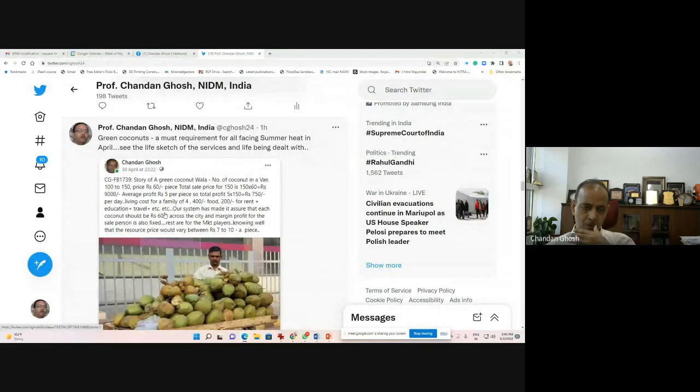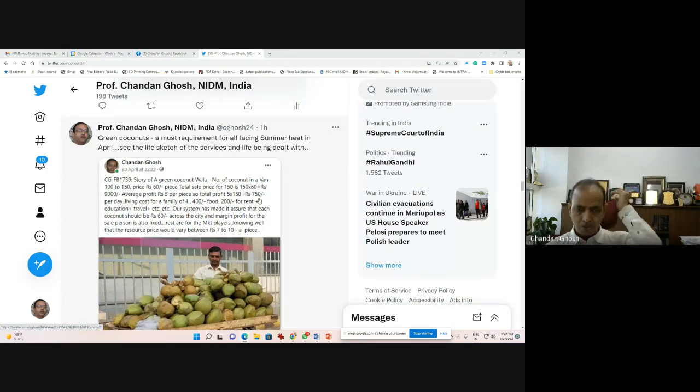There is a similar occasion that I have taken. So 150 coconuts at the rate of 60 rupees, which is not always true. But still, he can get 9,000 rupees. Average profit is rupees 5. So how much is he earning? 5 into 150 if he is selling all the things. So 750 is his daily income.